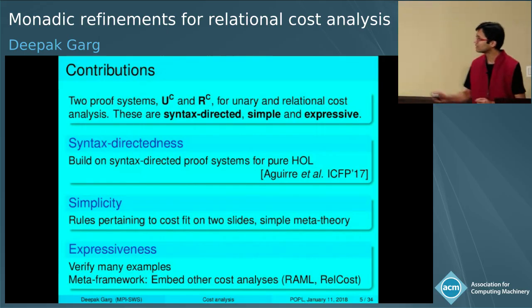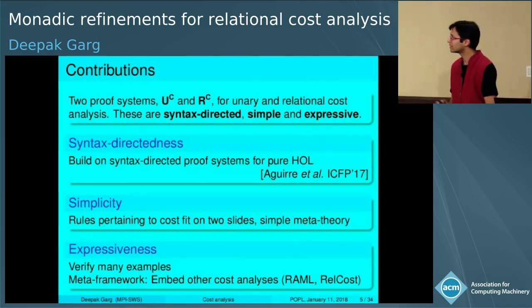The second one is RelCost. This is our system from POPL last year. This is a refinement type system for relational cost analysis.